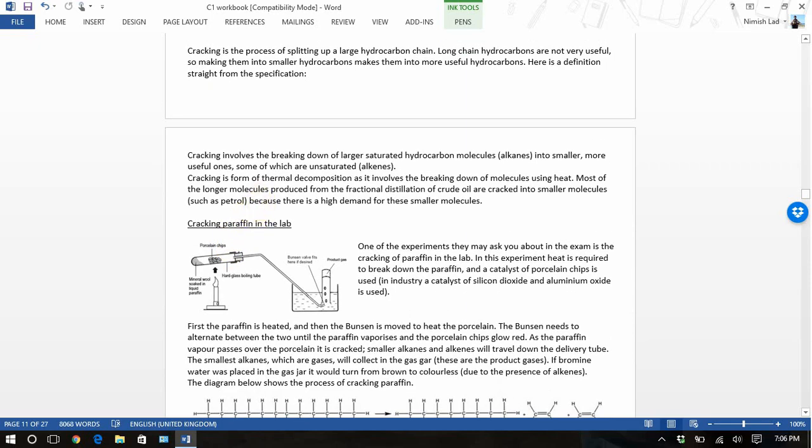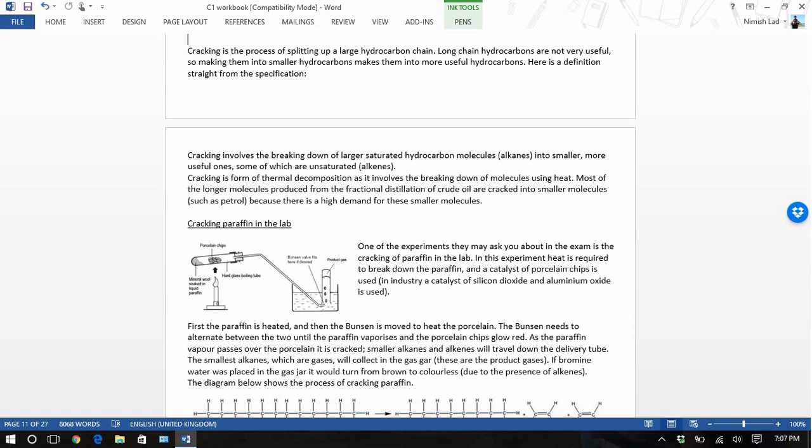Cracking is a thermal decomposition reaction. It's a process of splitting up a large hydrocarbon chain. Long hydrocarbon chains aren't very useful, so making them into smaller chains makes them into more useful hydrocarbons. So it's taking a long hydrocarbon chain and splitting it into alkanes and alkenes that are shorter.